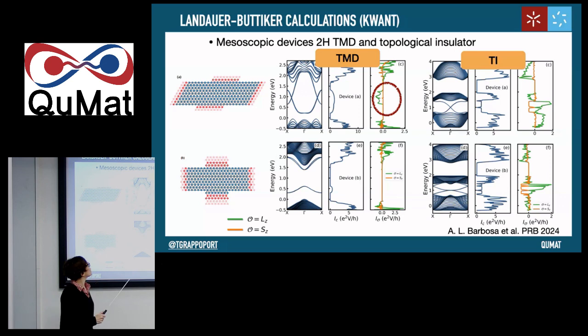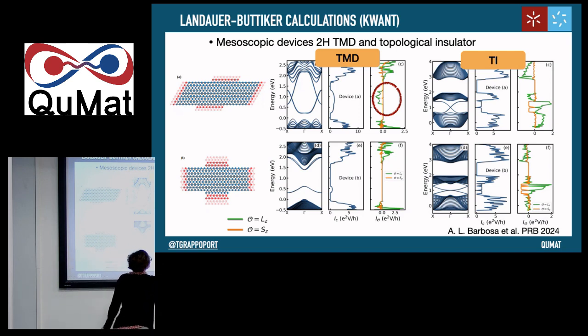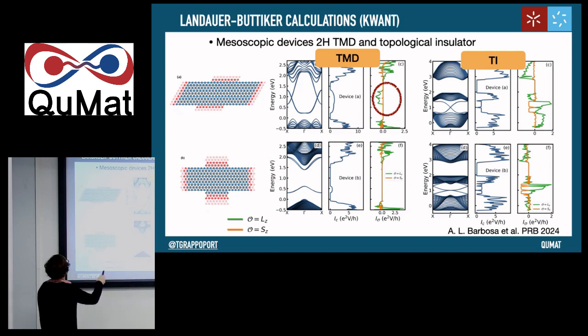Now, let's explore a little bit more the role of these edge states. So we can go back to that tight-binding model. With this model, we still have the TMD, but we can modify the hoppings and, with the same model, also obtain a normal topological insulator. Now we use Landauer-Büttiker calculations in QuMat, and we have two different types of devices: one that only has metallic edges, and the other one that has a cut. So we have two types of edges here.